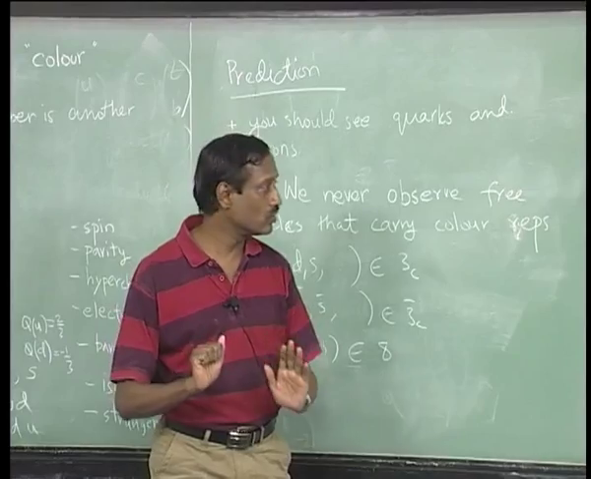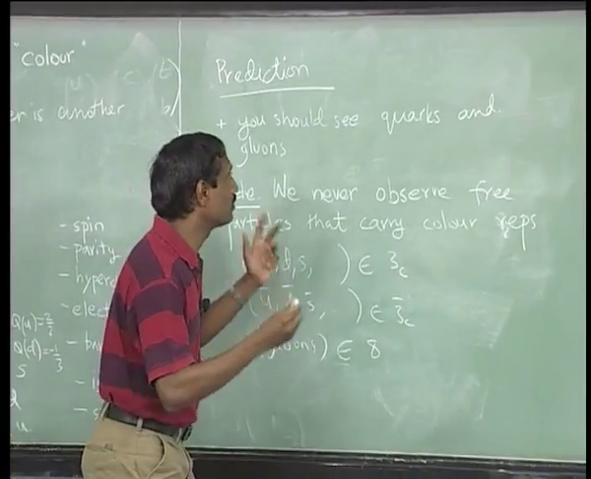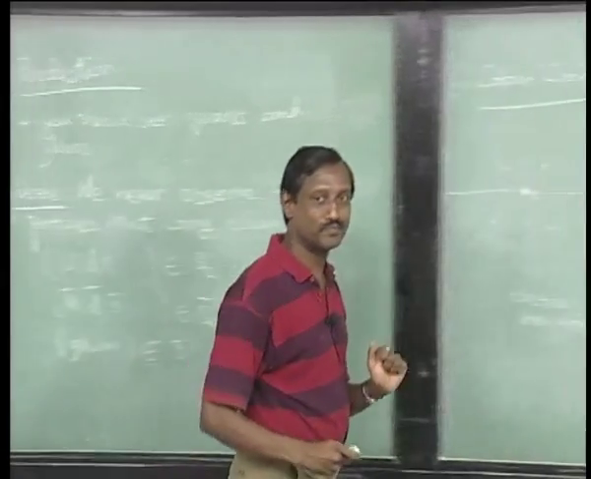Okay. So this part of this thing is called, what is it called? It is called SU3 color or whatever. So I will stop here.